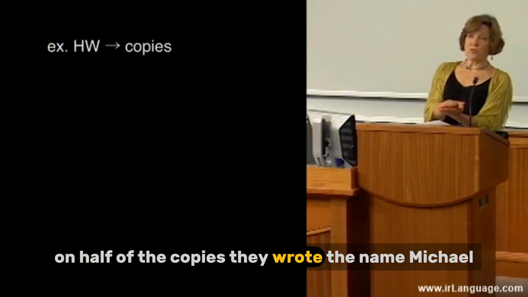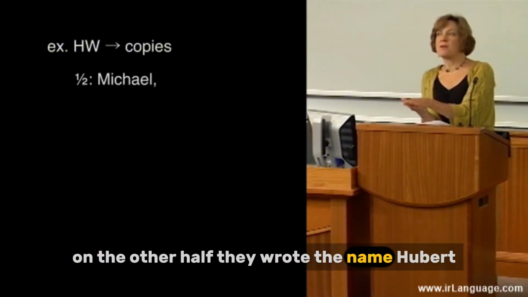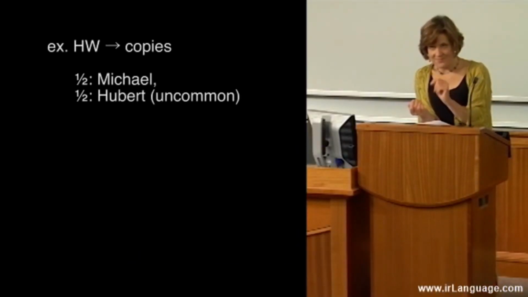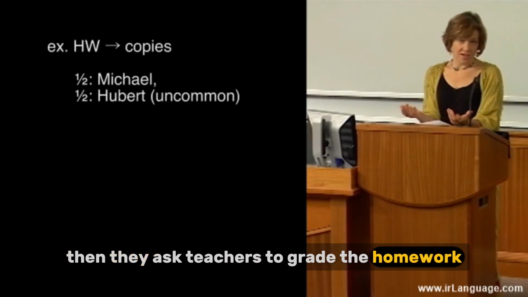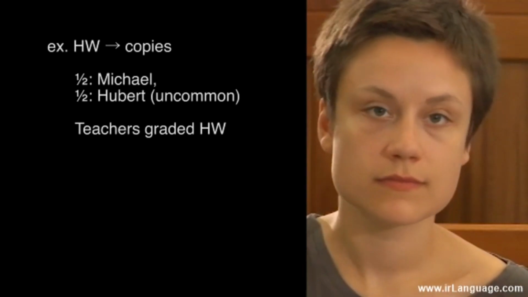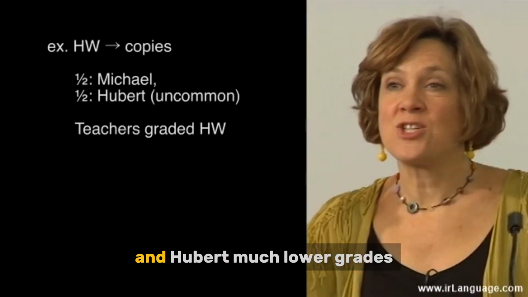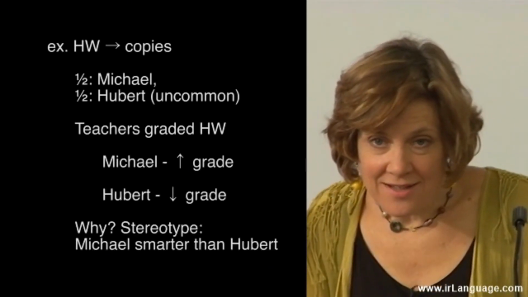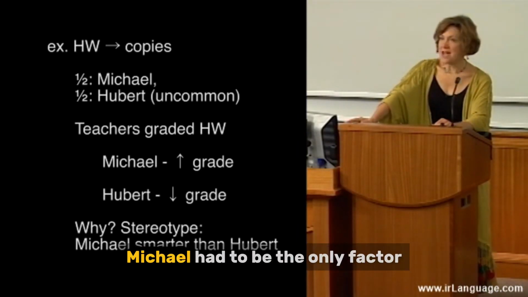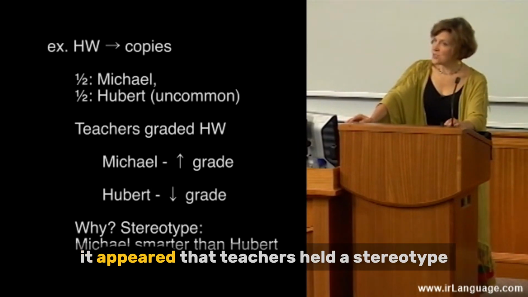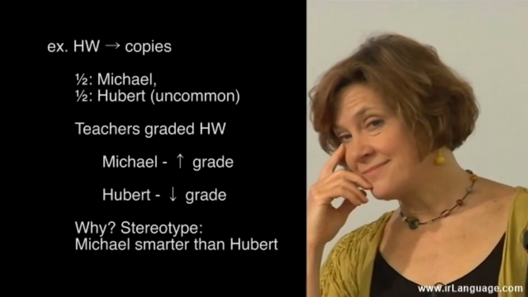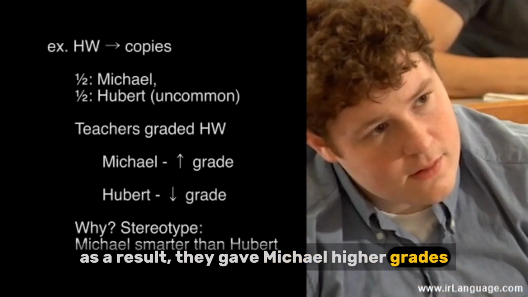Researchers took a homework assignment and made photocopies. On half of the copies, they wrote the name Michael. On the other half, they wrote the name Hubert. Hubert, by the way, is not a common name in English. Then they asked teachers to grade the homework. Guess what happened? The teachers gave Michael high grades and Hubert much lower grades. Why? It was the same homework, wasn't it? The researchers concluded that the name Michael had to be the only factor. It appeared that teachers held a stereotype that a boy named Michael was smarter than a boy named Hubert. As a result, they gave Michael higher grades.